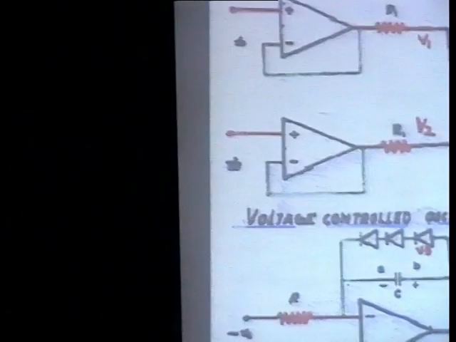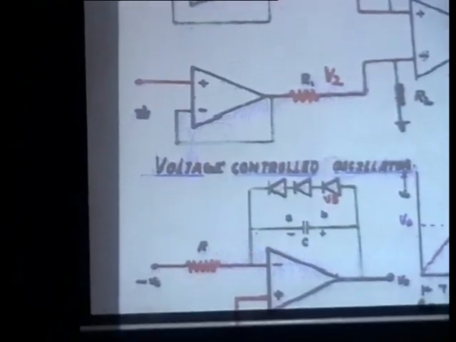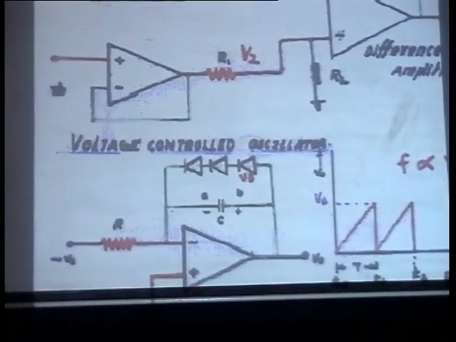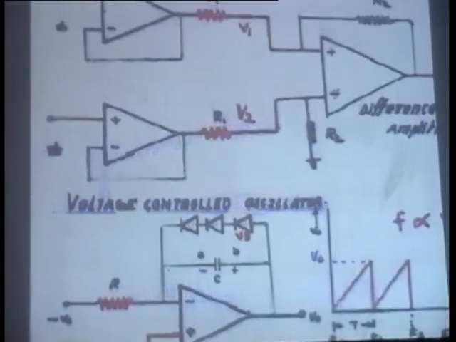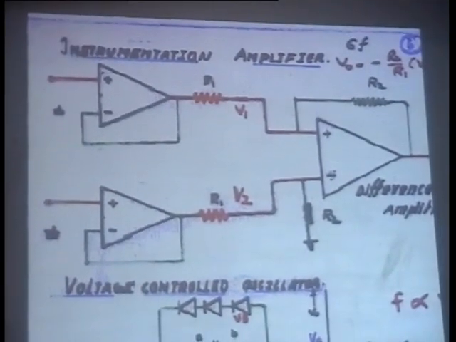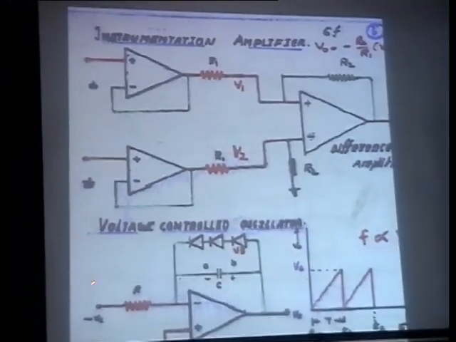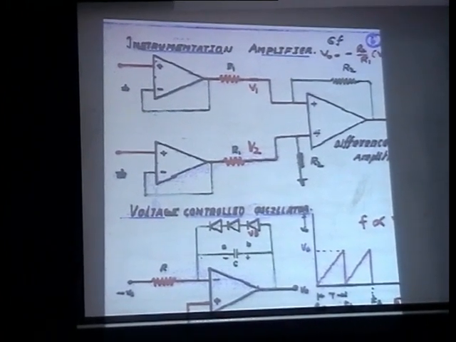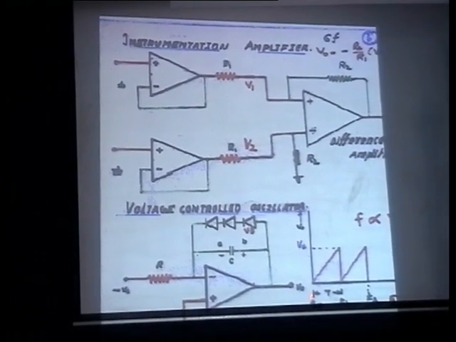In a voltage controlled oscillator, frequency is proportional to the applied voltage. More voltage, more frequency, less voltage, less frequency. So the given control signal is converted into a high frequency waveform, and frequency of that waveform is proportional to the input voltage. So initially the capacitor keeps charging.